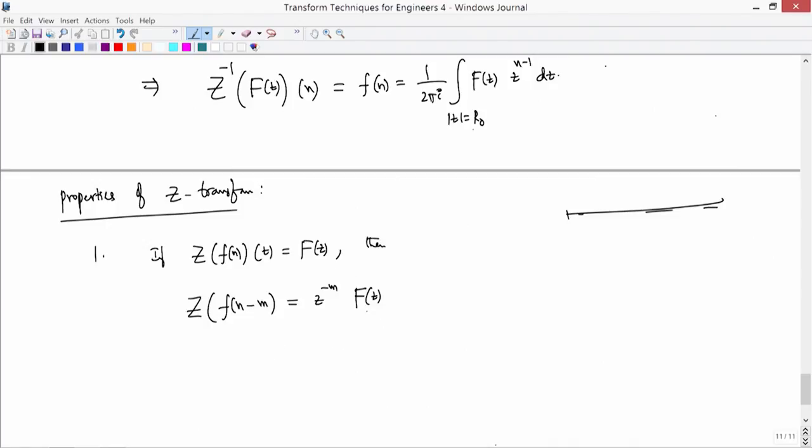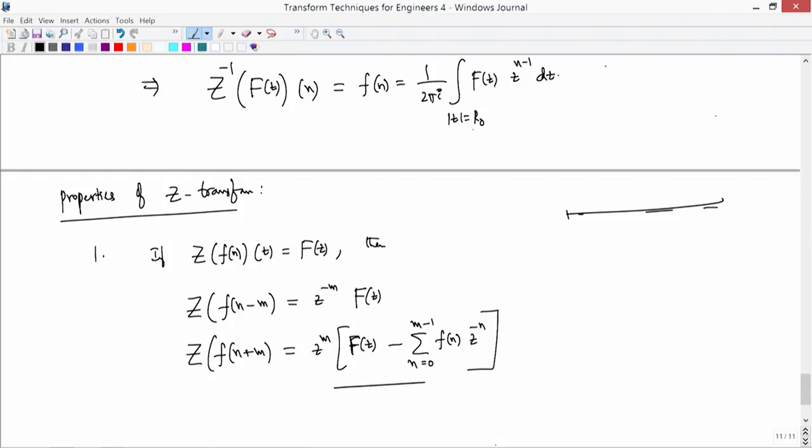Because f of negative integers is 0, you have this formula for f n minus m. And the z transform of f of n plus m, if you calculate it, you get z power m times capital F of z, the z transform of f n, and then minus the sum over n from 0 to m minus 1 of f n times z power minus n. This part of the z transform you have to negate, with z power m, wherever this is n plus m. The validity of this is the same as wherever this is valid; the domain of this is the same as the domain of this.